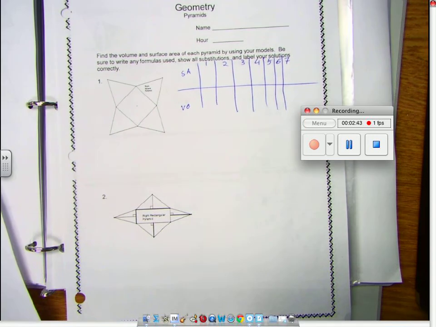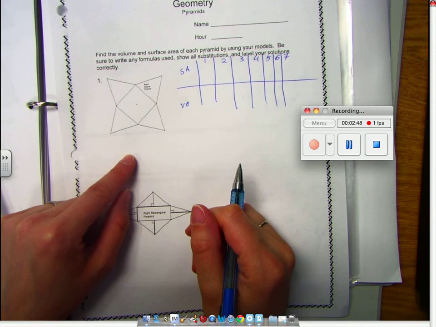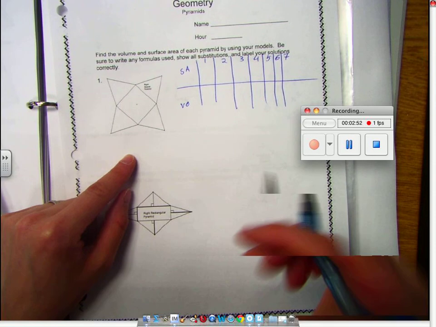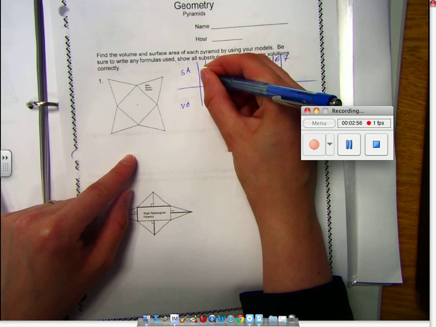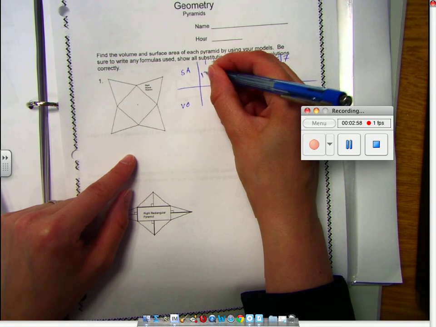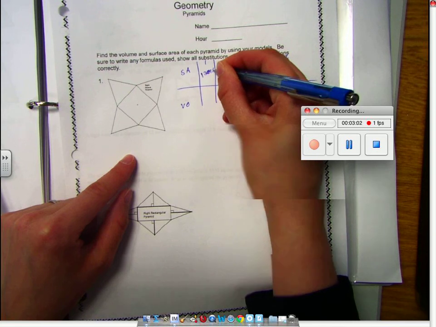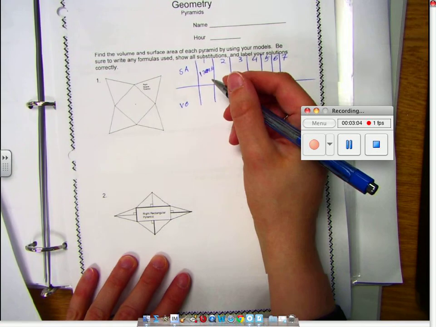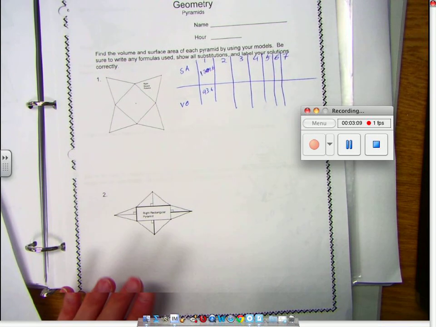Okay, Natalie's group. What did you guys find for the surface area for this first one? For the surface area, we got 1,209.6. 1,209.6. What was the volume? 93.6. 93.6. Okay, Maya's group, what did you guys find?